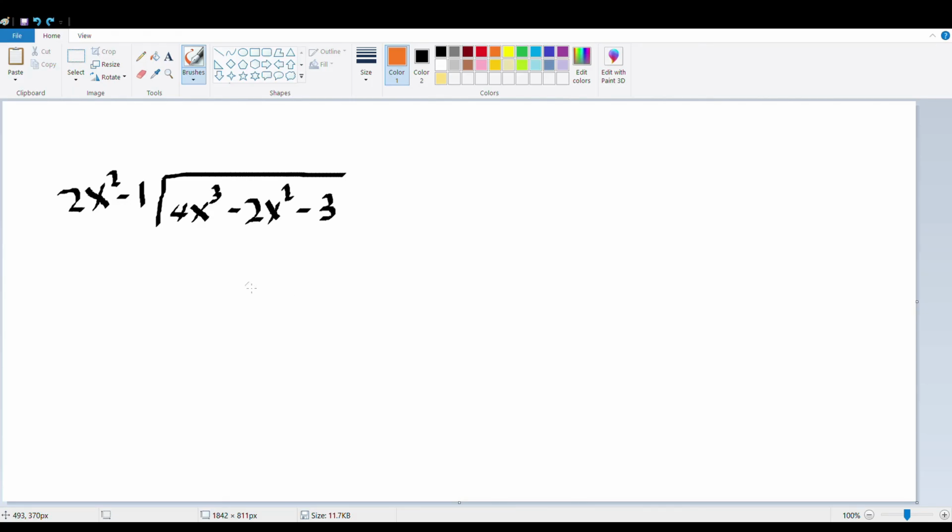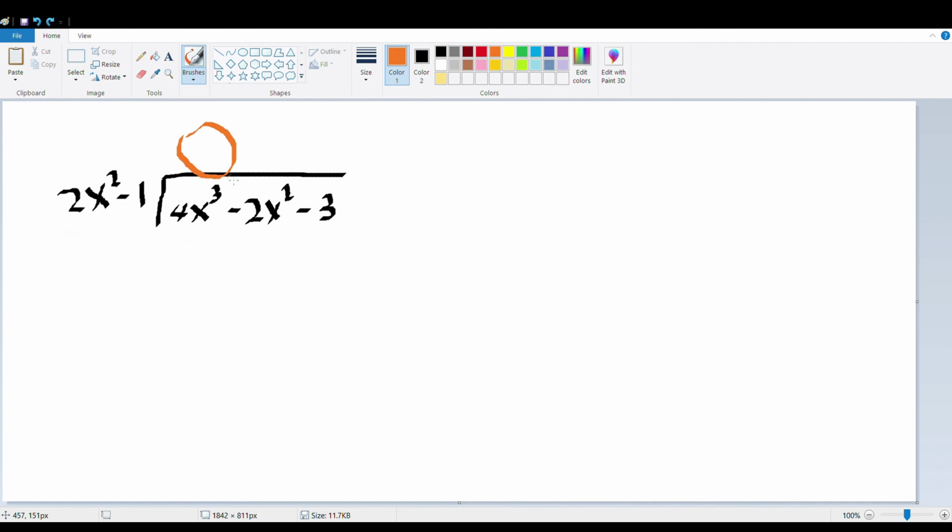Alright, so we got a question here and we are trying to solve it. We got 4x cubed minus 2x squared minus 3 divided by 2x squared minus 1. So how will we start to do this kind of question? Well, usually we are trying to find the very first term: what term times 2x squared can give you 4x cubed? If you think about it, x squared times x is going to give you x cubed. For this 2 here, 2 times 2 gives you 4. So our very first term for our answer is going to be 2x.